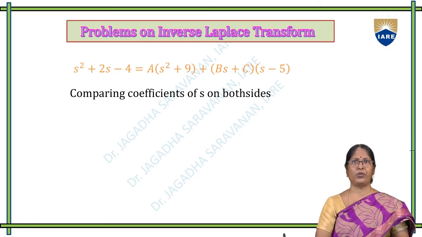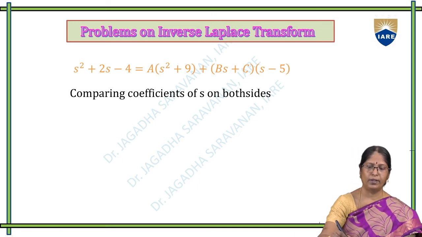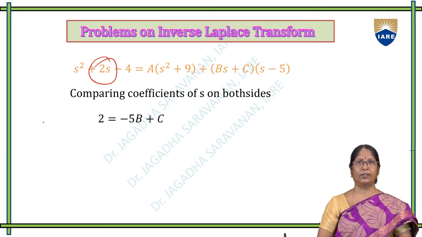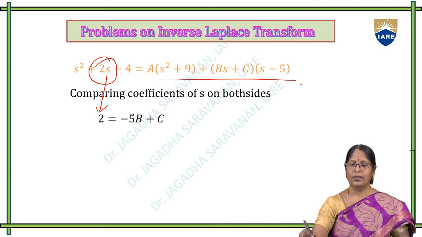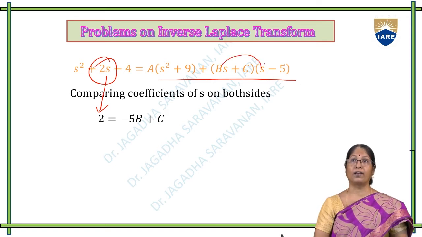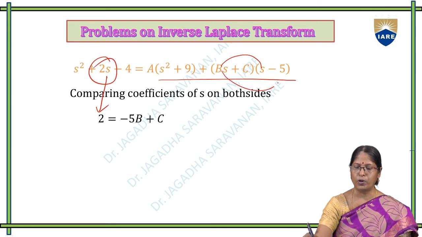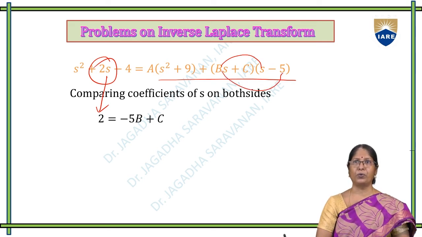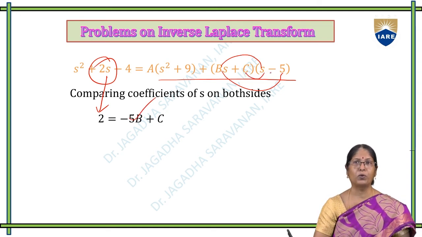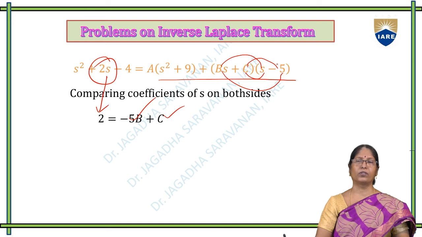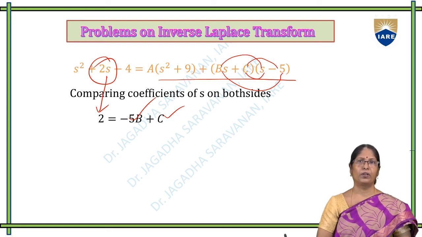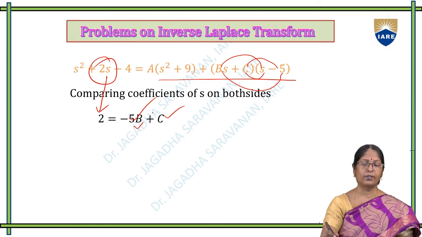So comparing the coefficients of s on both sides. If you notice here, this is the left side, which is 2. Coming to the right side, if we focus, these two are not possible because they are related to s square. These two, the possibility is there, that is related to s minus 5b. Next, these two possibility is also there, that is plus c. This is not possible because there is no s. Already we got the result for b.